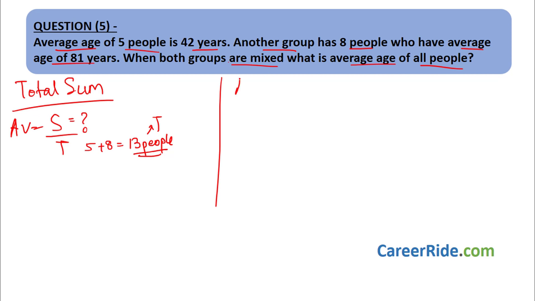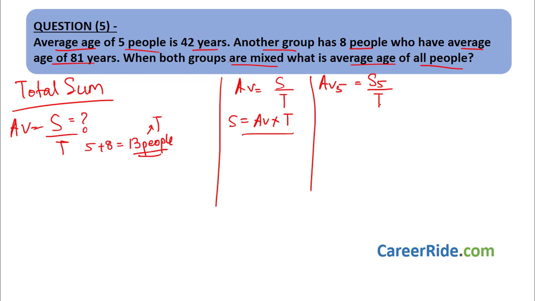We know average is sum upon total. So total sum is nothing but average into total number of observations, right? Now what they have given is that average age of 5 people is 42 years. That is nothing but sum of ages of all the 5 people divided by total number of people. Sum of ages of 5 people we do not know, and total number of people are 5. So sum of the ages of these 5 people is 42 into 5 is 210 years.